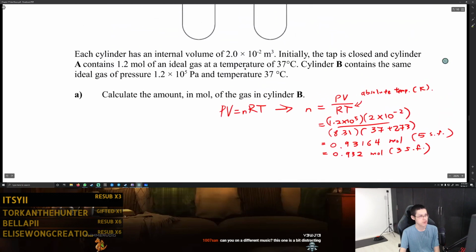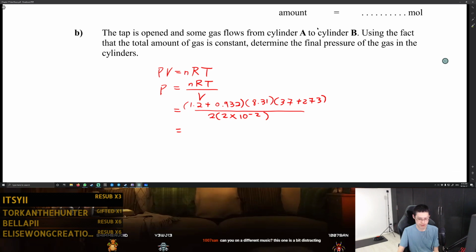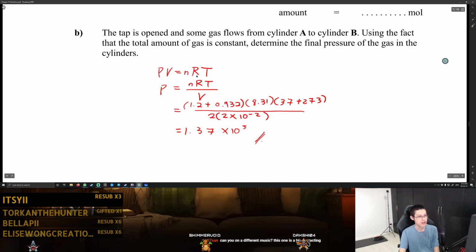The total volume is going to be 2 times this guy. So that means it's 2 times 2 times 10 to the minus 2. Okay, that's it. So put that into your calculator. So that's 1.37 times 10 to the power of 5. There we go. We're done. Okay, that's it.